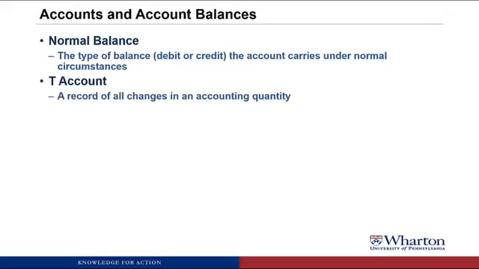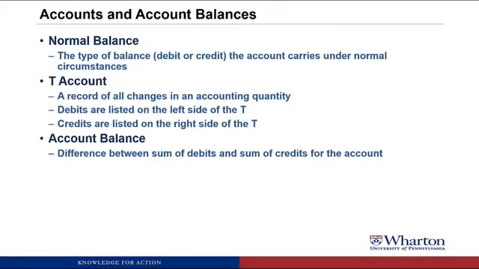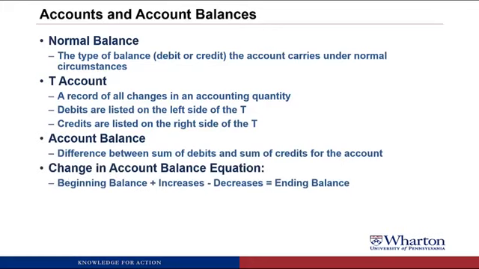We're going to represent accounts in something called a T account, which is going to show all of the changes in the account value. We're going to put debits on the left side of the T and credits on the right side of the T. We're going to do that because debit means left and credit means right. The difference between the sum of the debits and the sum of the credits at any point in time will give us a balance for the account. And then the change in account balance equation is the one we saw before. Beginning balance in account plus increases minus decreases has to equal the ending balance, where we're going to use debits and credits to stand in for the increases and decreases.